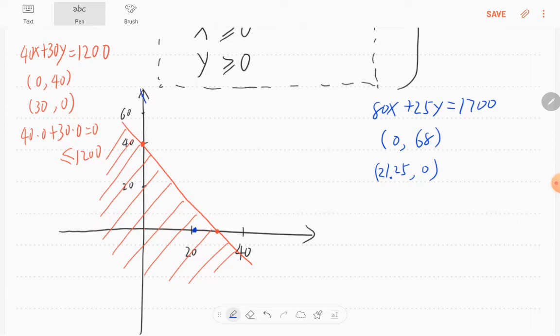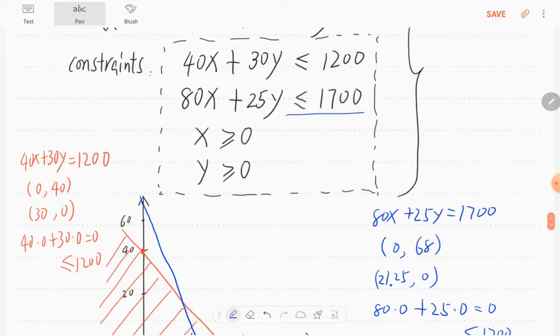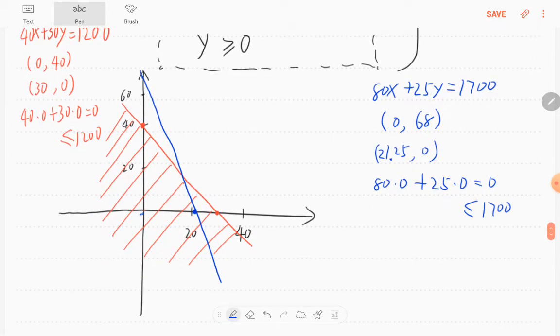So if you connect these two, it is divided into two half planes. Which half plane? We still test (0, 0) for convenience. So 80 times 0 plus 25 times 0 is equal to 0, which is less than or equal to 1700. Yes, it satisfies this inequality, so it should be the region below this line.